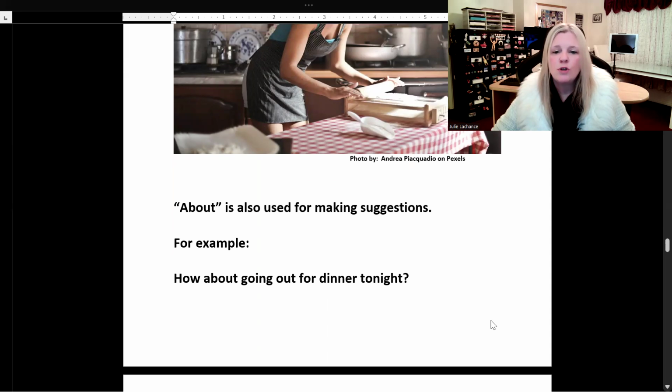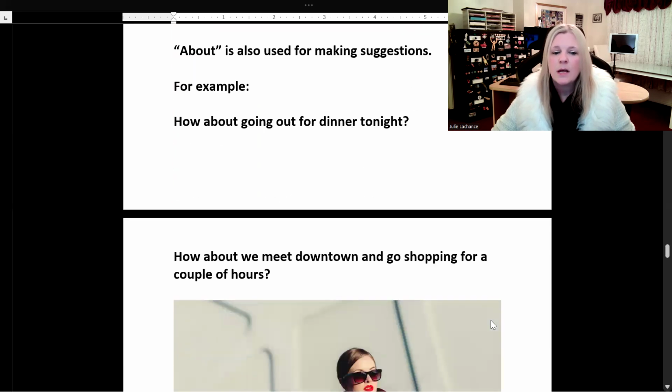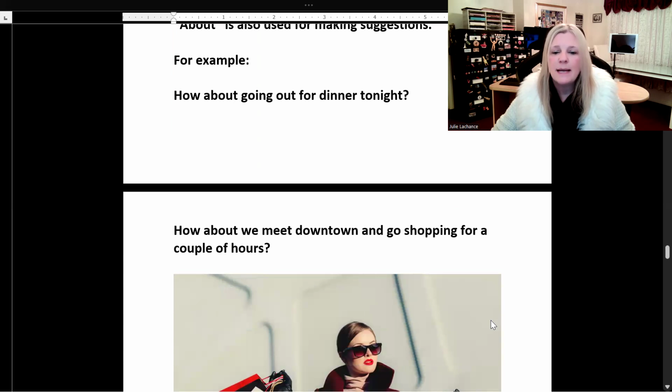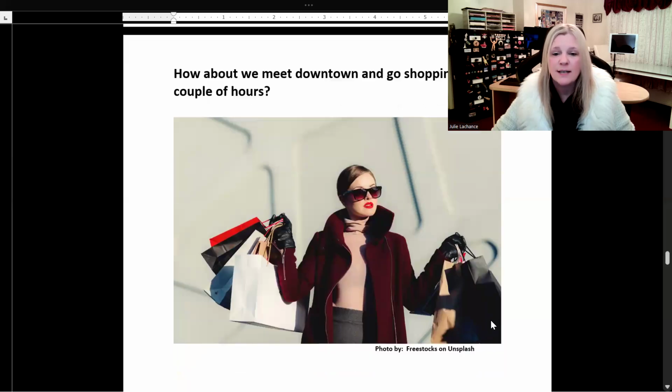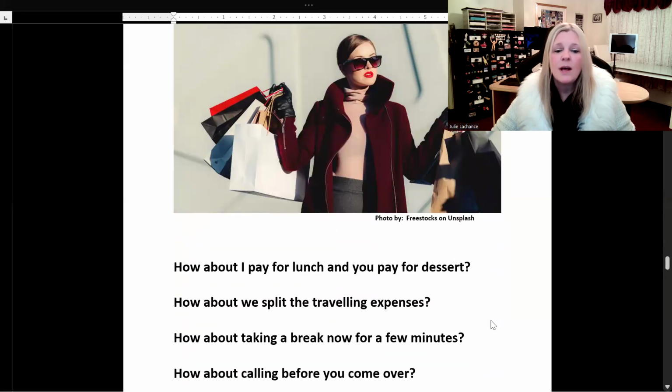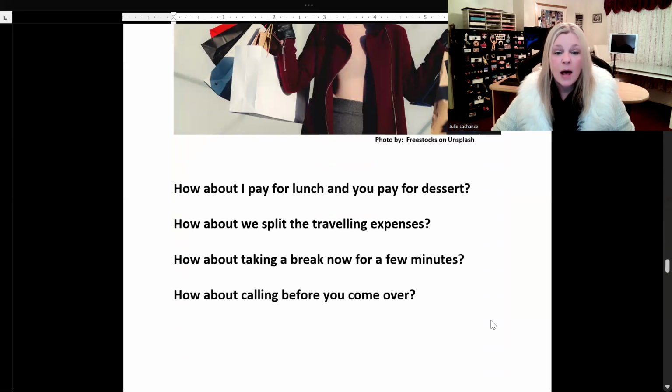About is also used for making suggestions. For example, how about going out for dinner tonight? How about we meet downtown and go shopping for a couple of hours? That looks like fun. How about I pay for lunch and you pay for dessert? How about we split the traveling expenses?